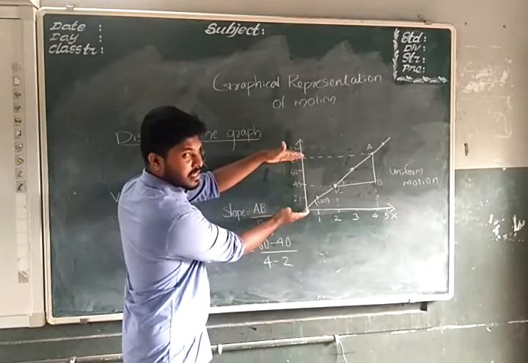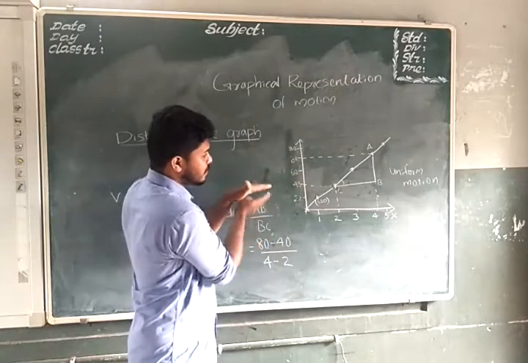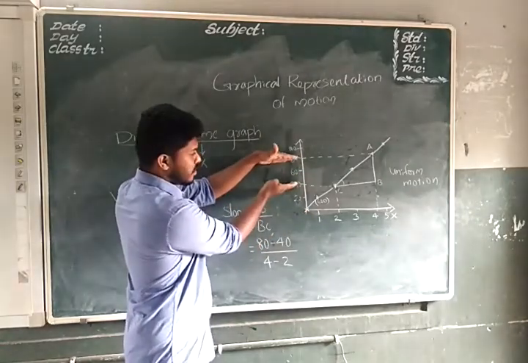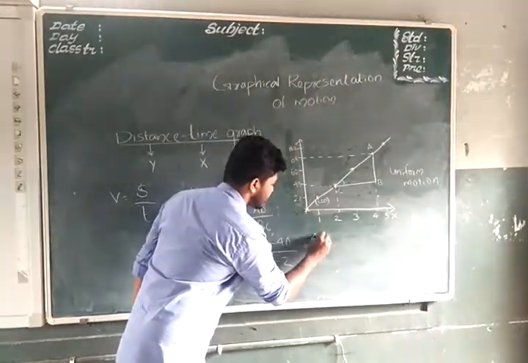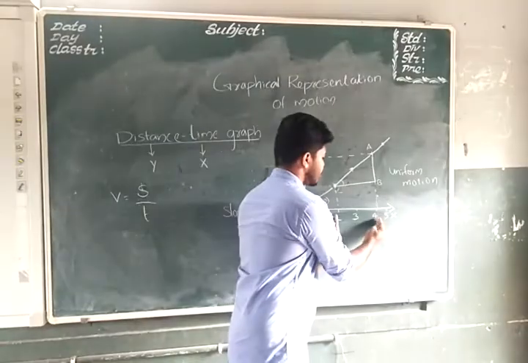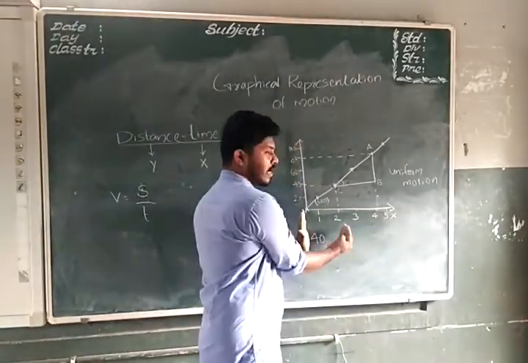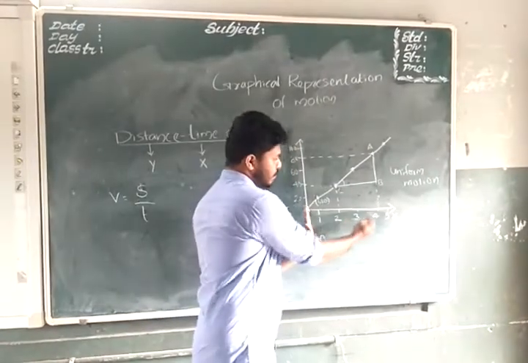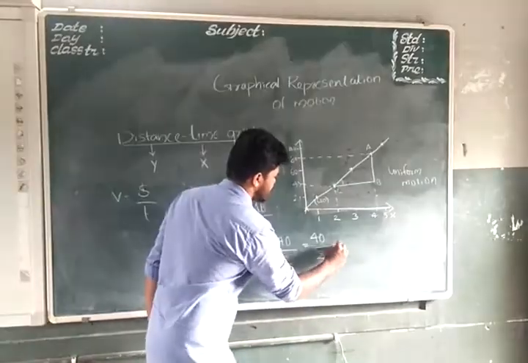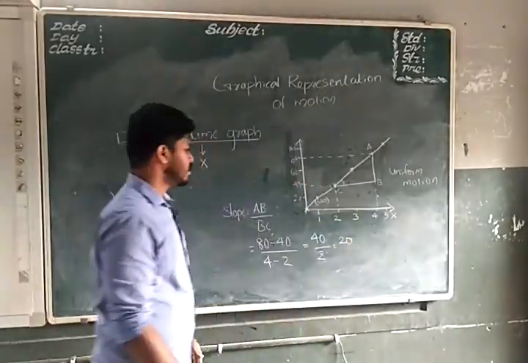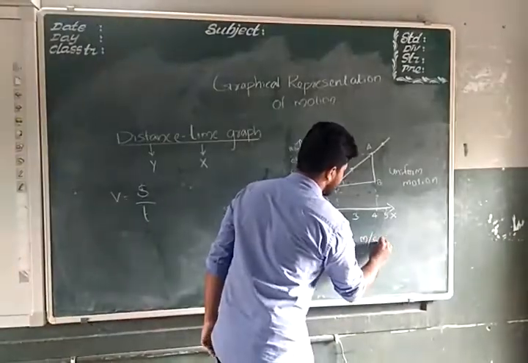The total distance is 80 and up to this it is 40. So from this 80 we subtract this 40 to get this much distance. So this is 80 minus 40 and the answer is 40. Now we consider here. What is 4 minus 2? The total is 4 and we are subtracting this 2 from the total. So we get this distance, that is 2. It's equal to 20. Slope of the graph is 20 and it's the speed, 20 meter per second.